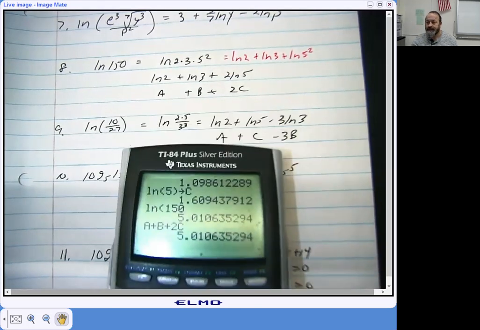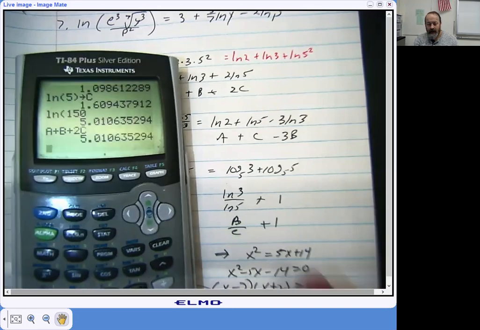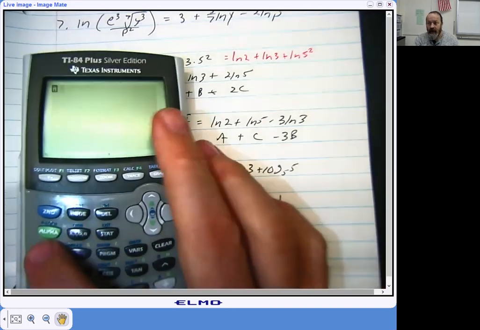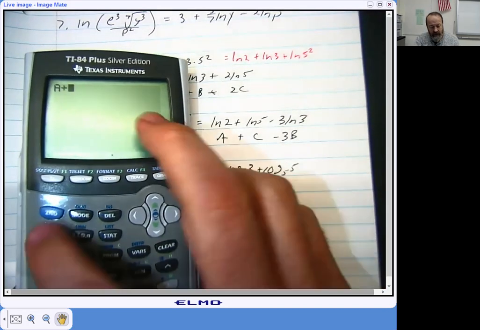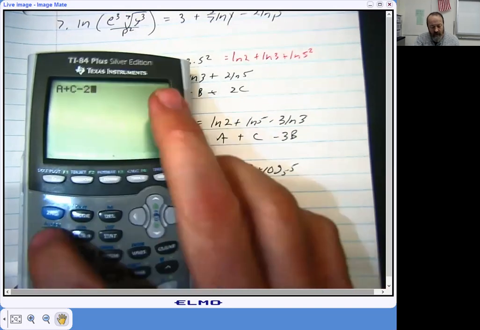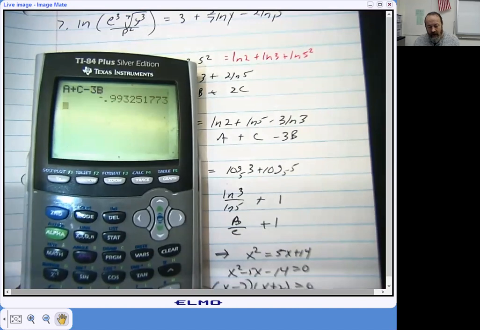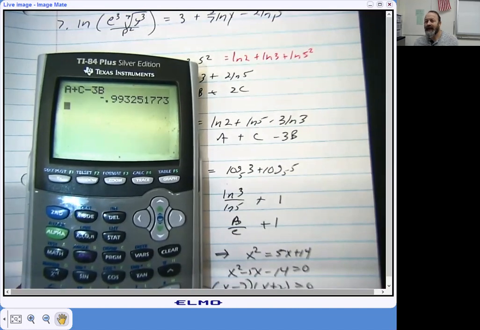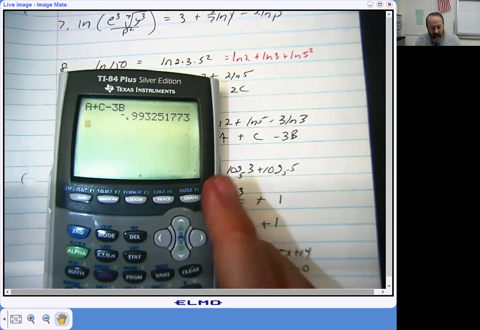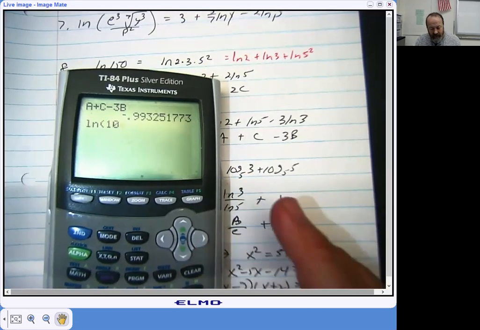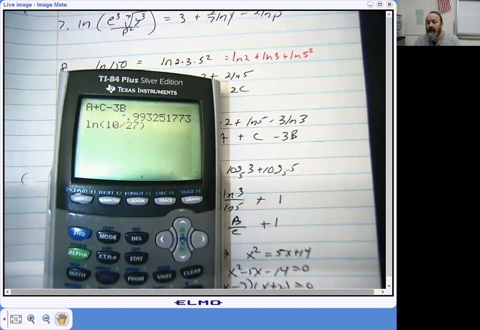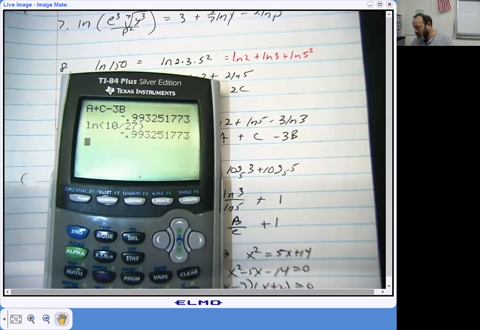In this problem, I said it was A plus C minus 2B. That's minus 3B, I should say. So a strange little decimal, negative 0.99. So let's see, if I took the natural log of 10 over 27, hopefully I'm going to get negative 0.993, and I did. So kind of cool.